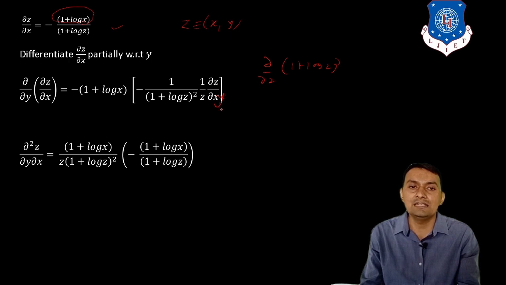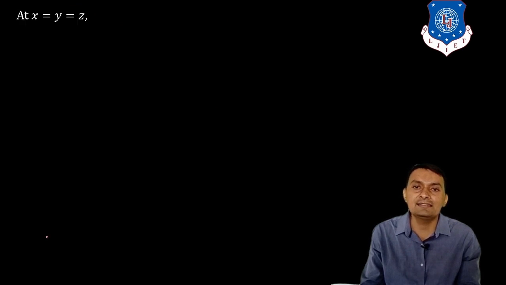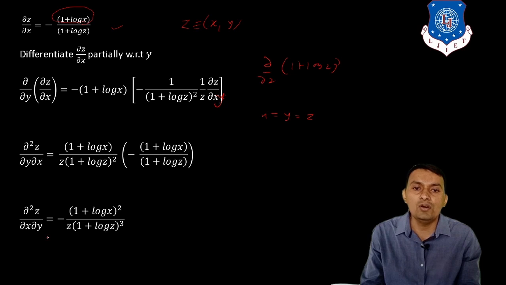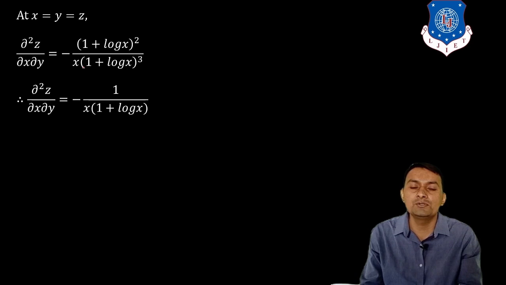But we are assuming that x is equal to y is equal to z. What can we say about that? It is the same, so 1 plus log x divided by 1 plus log z. Keep it as it is, and whenever you simplify you will get this one. But our target was to determine this at x is equal to y is equal to z. So we can conclude minus 1 plus log x raised to power 2 divided by x into 1 plus log x raised to power 3. So 2 times will get cancelled out, and we will get this one.